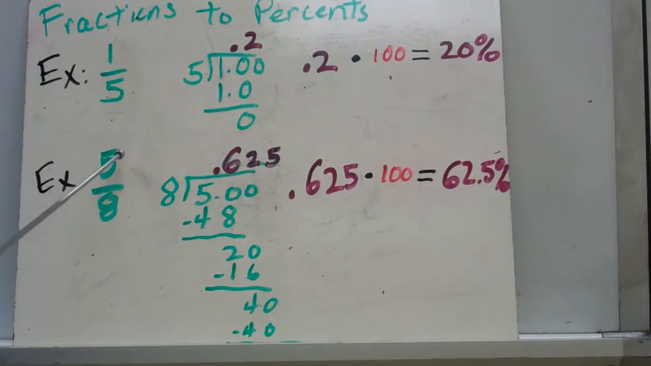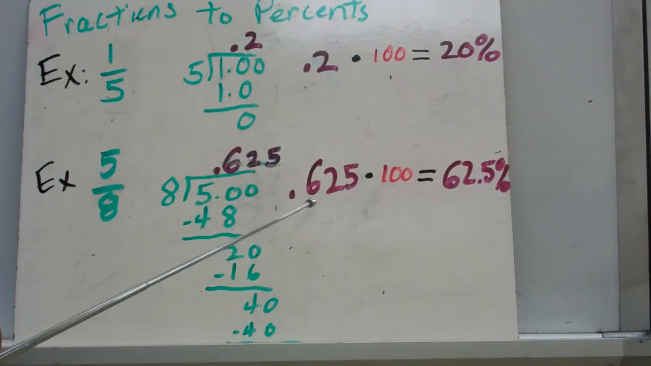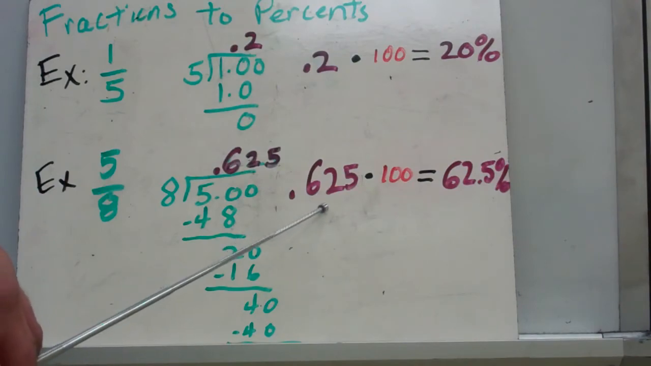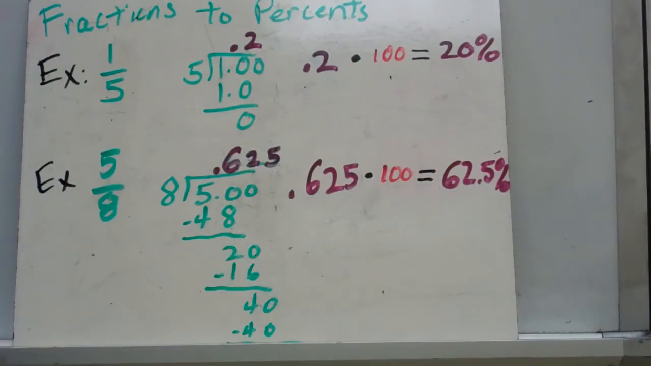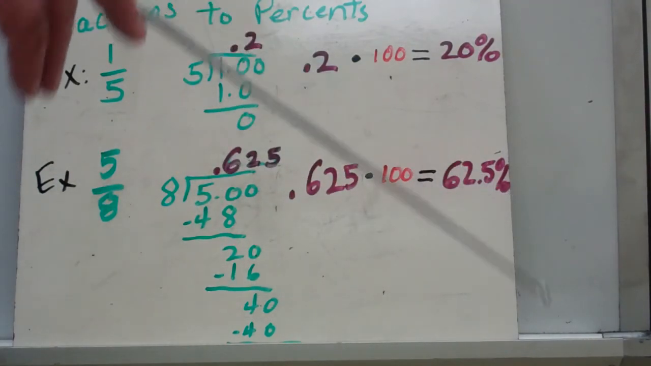With 5/8, when we divide 8 into 5, we end up with 0.625. So then we take 0.625, multiply that by 100. We're going to move this decimal point 2 places, here between the 2 and the 5, and end up with 62.5%.